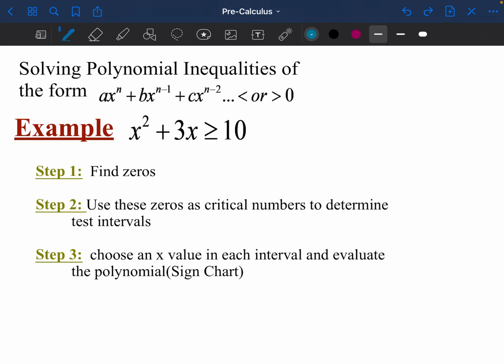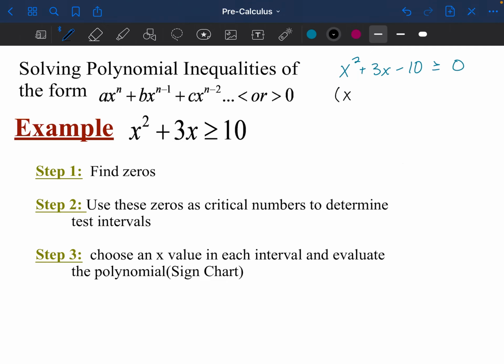Get it in standard form first. 0 on one side. We got x squared plus 3x, and then subtracting that 10 over, and that's greater than or equal to 0. Now that we have it in standard form, we can finally move on to our official step 1, which is finding the zeros.